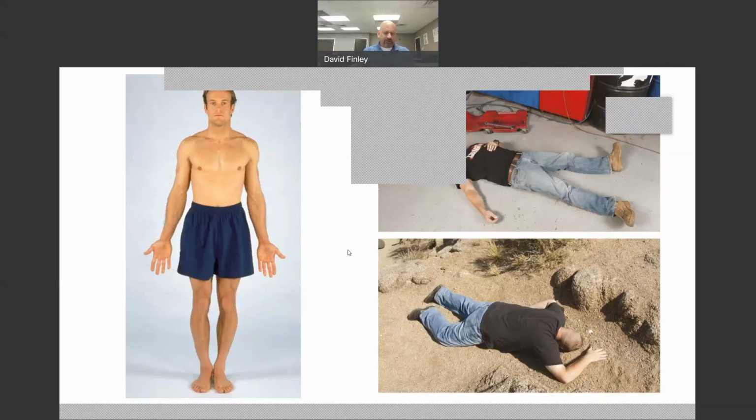Now, it talks about the different joints of the body, and it talks about all the different locations like ball and socket, hinge joint. That's nice to know. Don't spend a lot of time studying that, okay?